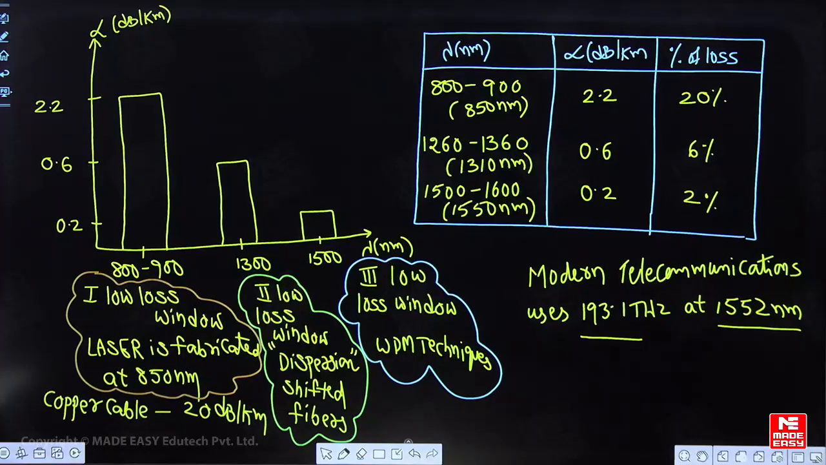The meaning of a laser being fabricated is that the laser is operating at a wavelength of 850 nanometers; we are fabricating the laser to generate that particular wavelength. That is why it is called fabricated. So, now you have designed a laser and that laser will generate a wavelength of 850 nanometers.